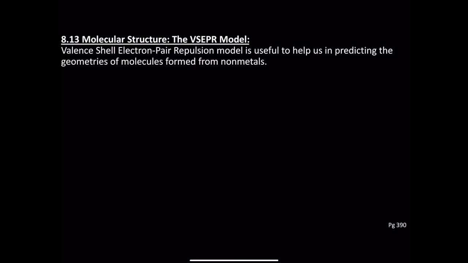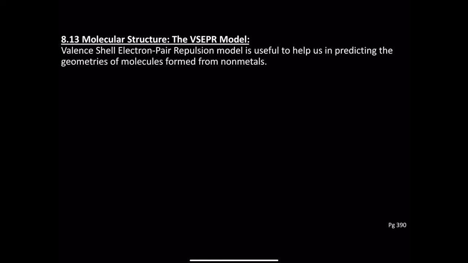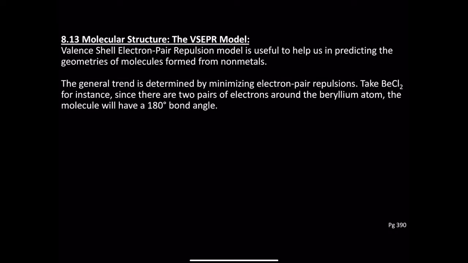All right, molecular structure: the VSEPR model, or the valence shell electron pair repulsion model. It's useful to help us in predicting the geometries of molecules formed from nonmetals. We've seen the Lewis structure, where you see it on a two-dimensional plane, right? It looks like these are all right angles. But we need to think about the actual geometries of these in 3 dimensions, not just in 2 dimensions.